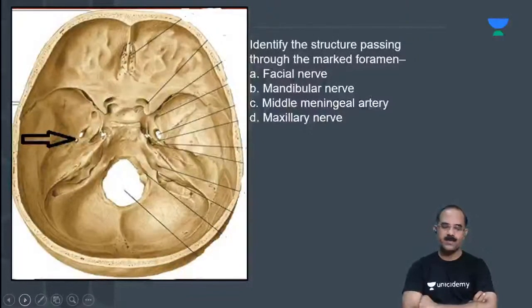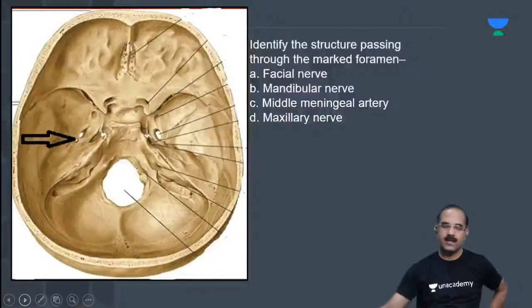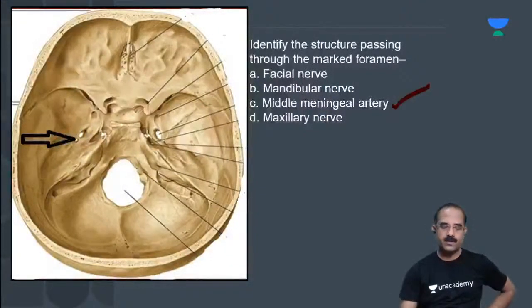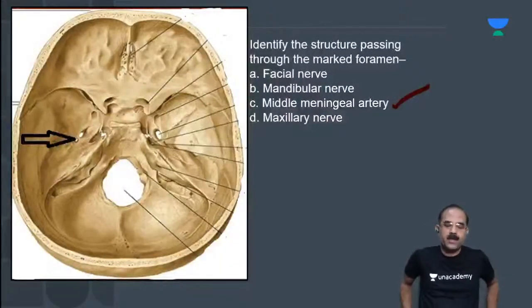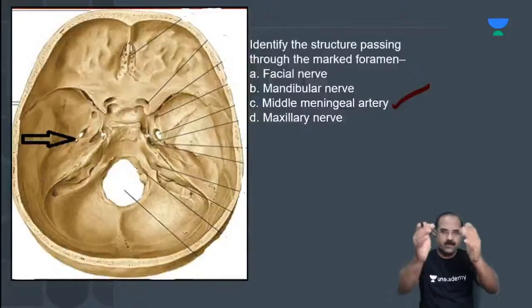And what is the structure which passes through the foramen spinosum? The middle meningeal vessels and the nervus spinosus. The middle meningeal vessels and the nervus spinosus pass through. This is the foramen spinosum. Okay, I'll just point out the foramens for you.